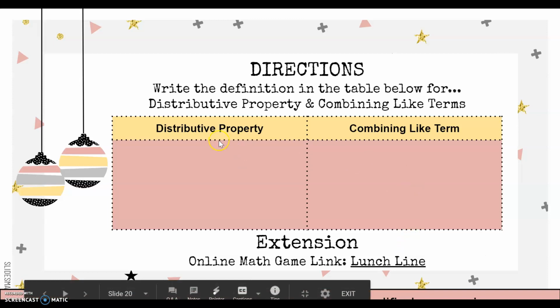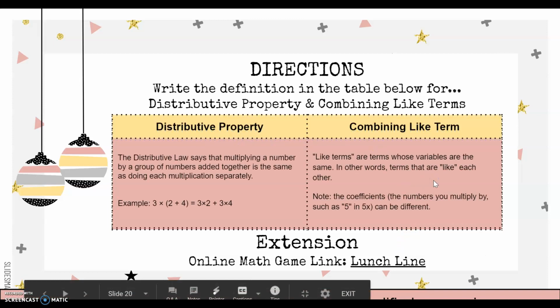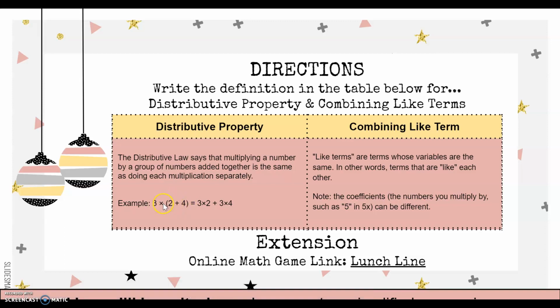But before you play that game, let's go ahead and type in the distributive property. The law says that multiplying a number by a group of numbers added together is the same as doing each multiplication separately. So for instance, 3 times (2 plus 4), where that 3 is right next to your parentheses. That's what it means when it's right next to it. That means we're going to distribute it in. So we're going to have 3 times 2 plus 3 times 4. That's the example right here. It's written with that multiplication sign so you understand that when the number is next to the parentheses, you're multiplying.